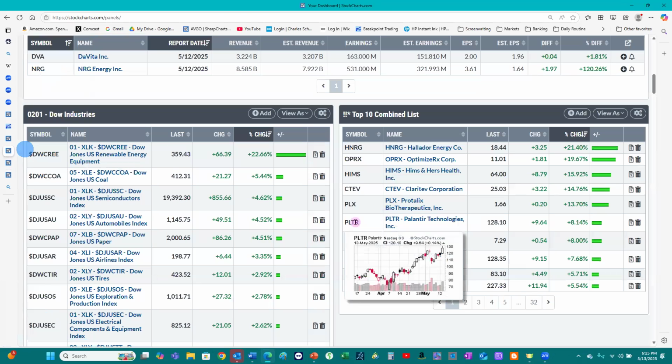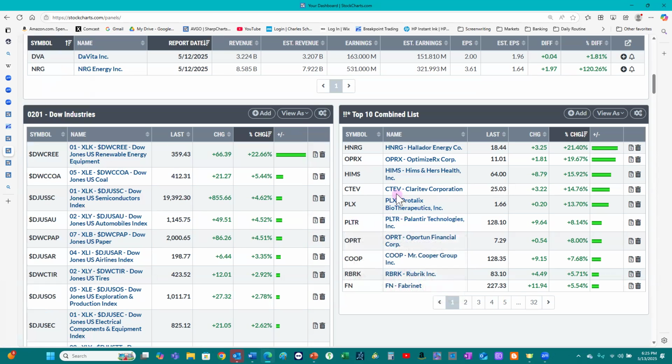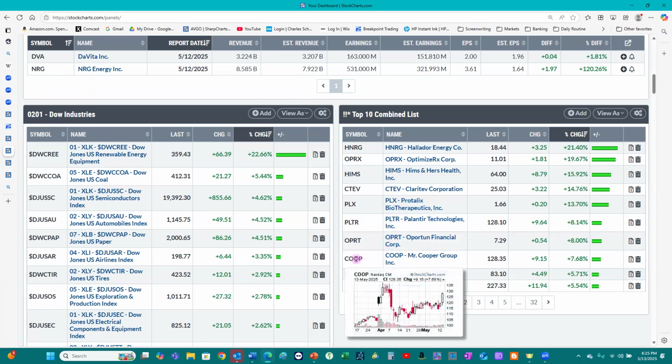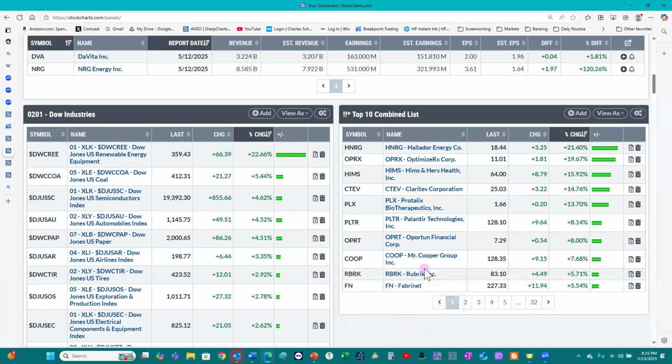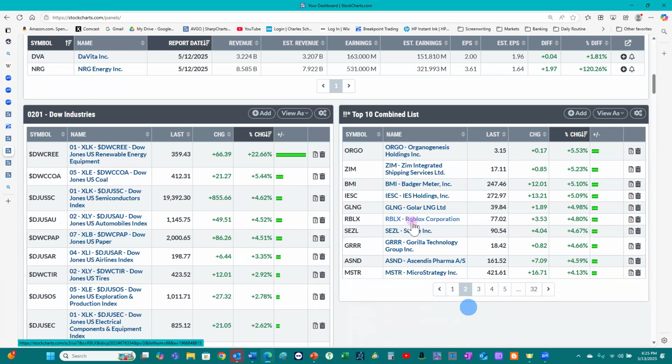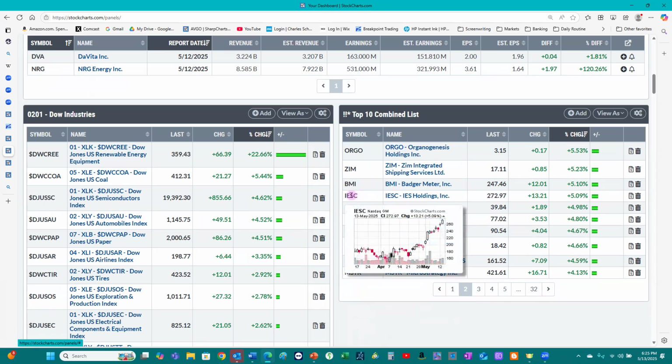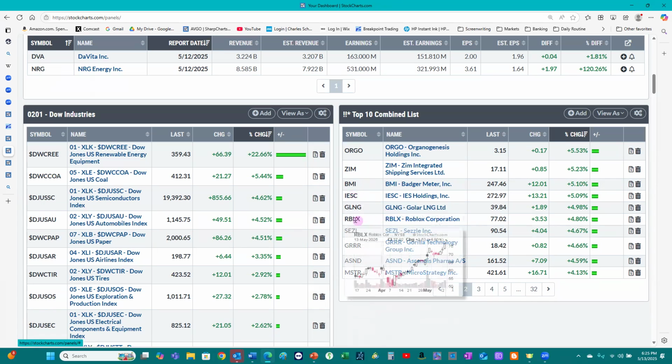Also on here is Palantir. Palantir is just continuing to be strong. Mr. Cooper moving higher today. Rubrik, these are some that subscribers have asked about. So it's in the top 10 group. It's continuing to move higher. Second group, IESC, doing really well. Roblox, looking great.